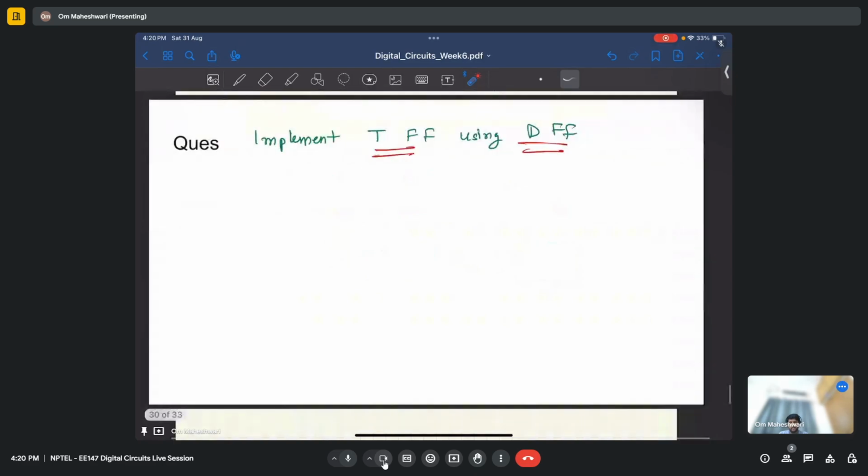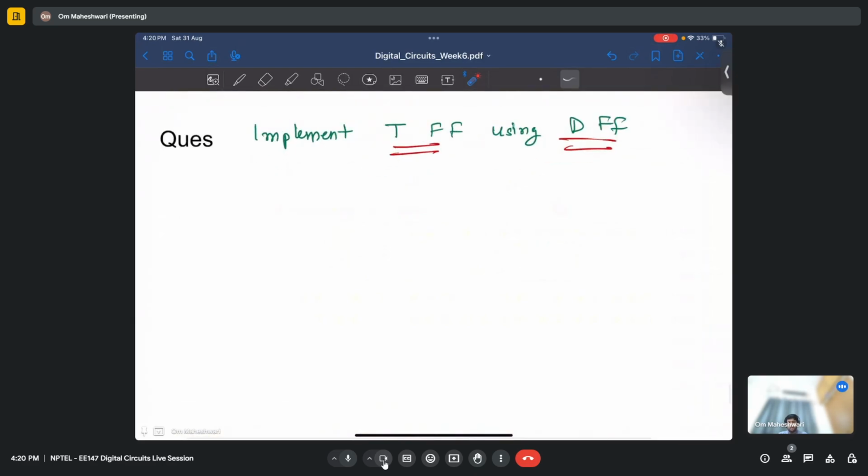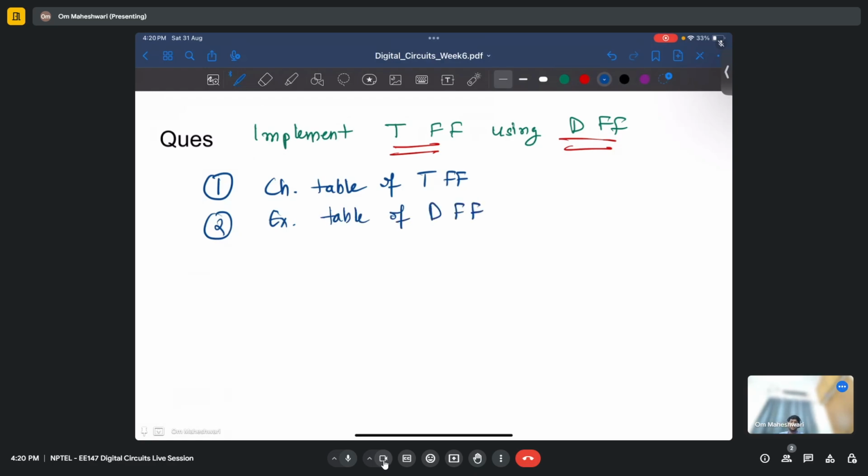Next question is, implement T flip-flop using D flip-flop. So we have done many conversions now. So what are the steps? Characteristic equation, characteristic table of T flip-flop, excitation table of D flip-flop. Third is D in terms of Q1 and T.